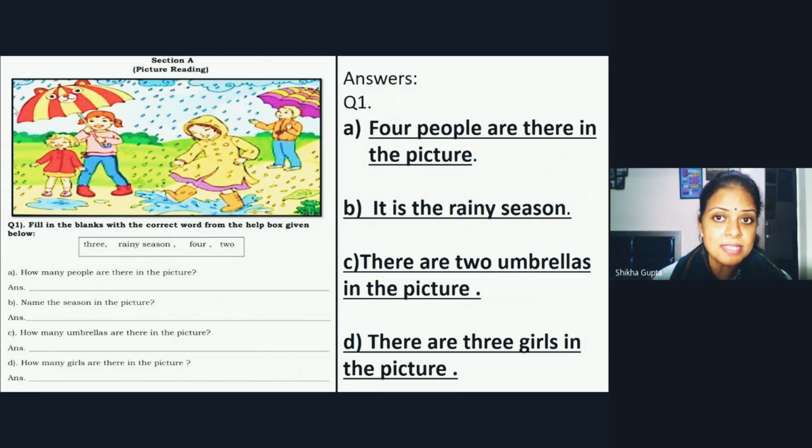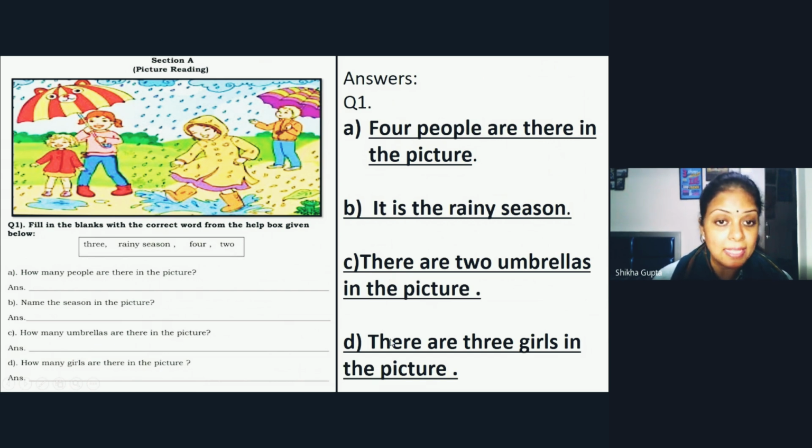So, children, what did you notice? That I did not copy the question. See, where the answers are written, I just wrote question one and I just have written the answers. You will also do it in the same way. You will not copy the questions, you will just write down the answers A, B, C, and D.